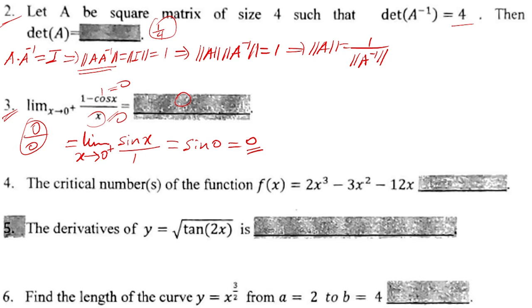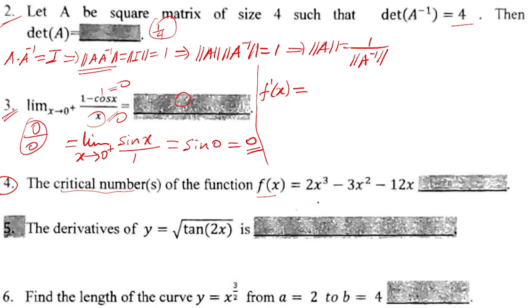That's the answer. Number 4, find the critical numbers, one or more, for the function f of x. So this is a polynomial function. We have only critical numbers that make the derivative 0. First, find f prime at x.